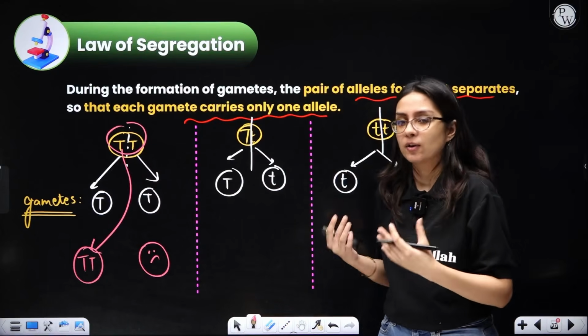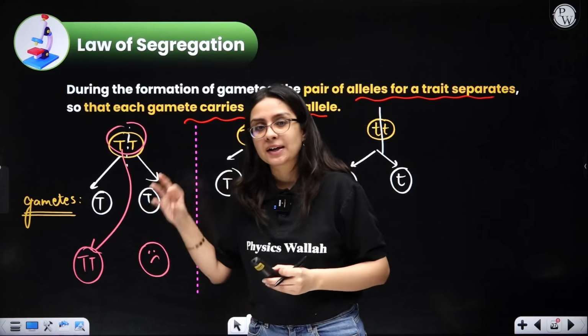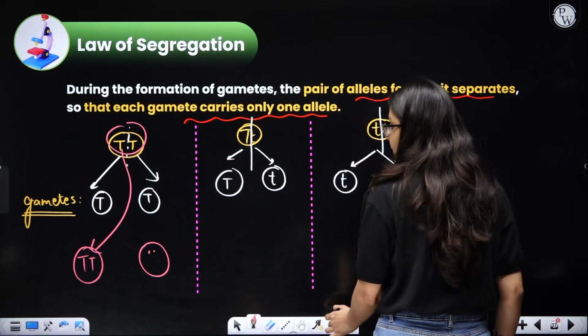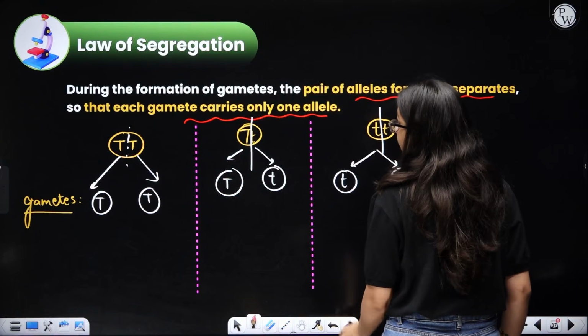So whenever gamete formation occurs, both the alleles will separate and each gamete will have only one copy of the allele. That is what was simply being conveyed over here. I hope it is clear to everyone.